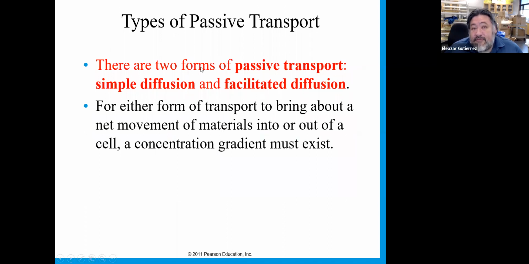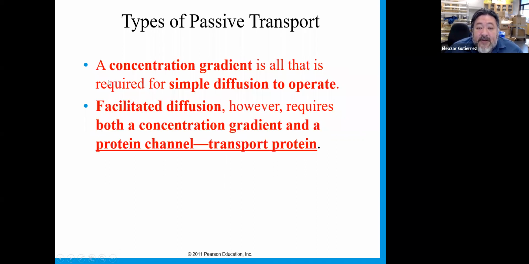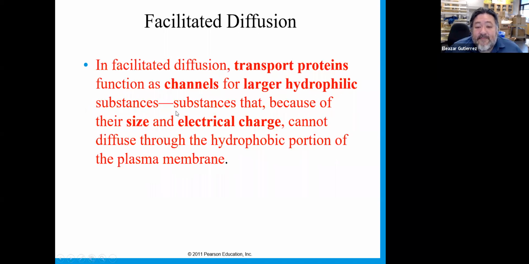Okay, so you can read it with me if you want, but we already covered it, didn't we? There are two forms of passive transport, simple diffusion and facilitated diffusion. They both are the same in that they both move down their concentration gradient, but they're different in the fact that facilitated diffusion must have a transport protein or a channel protein, right? A concentration gradient is all that is required for simple diffusion to operate. Facilitated, we already know this, okay?